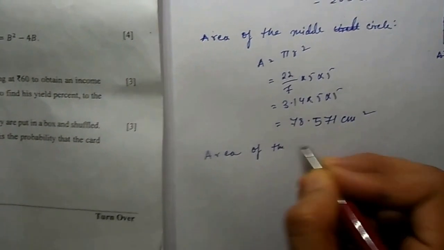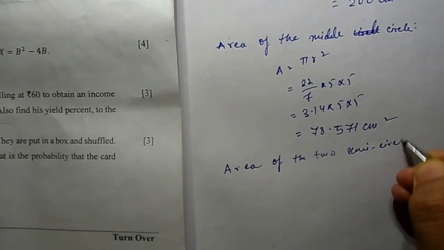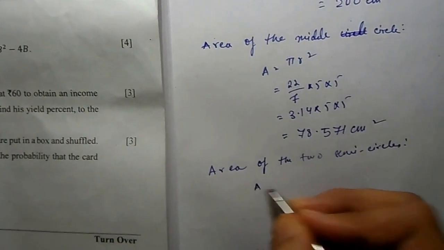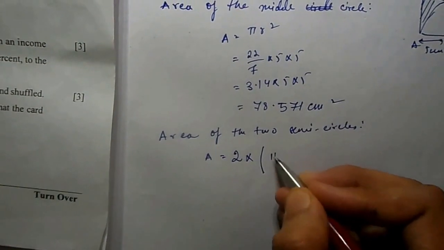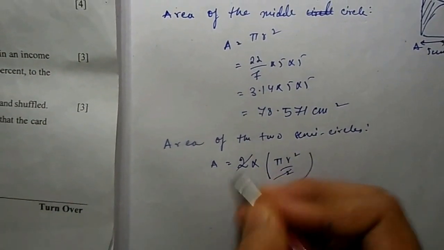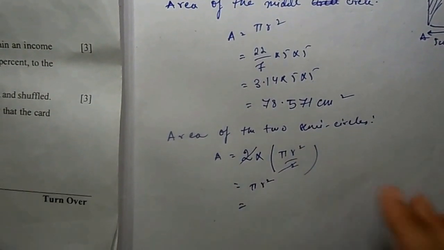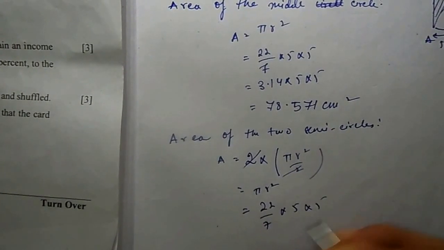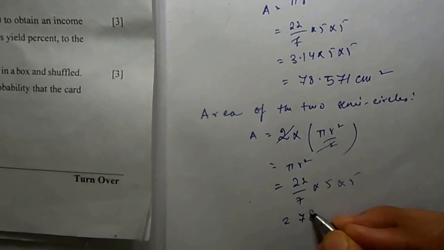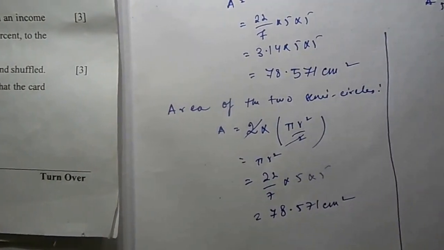Area of the 2 semicircles will equal 2 into the area of a semicircle, which is pi r square by 2. The 2 will cancel out, so we get the formula of the circle again. I told you that in the beginning. 22 by 7, radius is the same, 5 cross 5. That is equal to the same thing, 78.571 centimeter square.